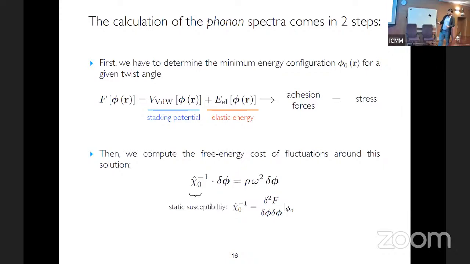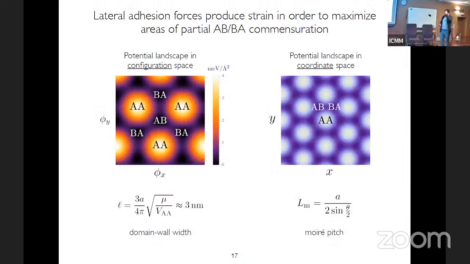The second step will be to study harmonic oscillations around this free energy minimum. Okay, and that will be given by some static susceptibilities. So basically what I'm going to compute is a difficult but still easy to deal with matrix form of second derivatives of the free energy with respect to this stacking field.